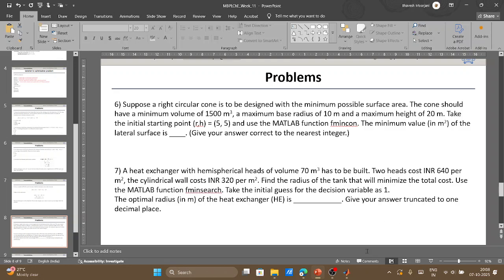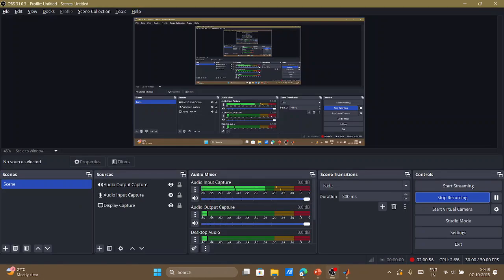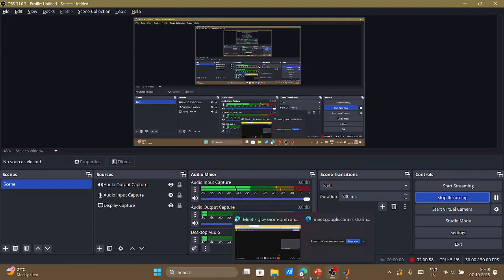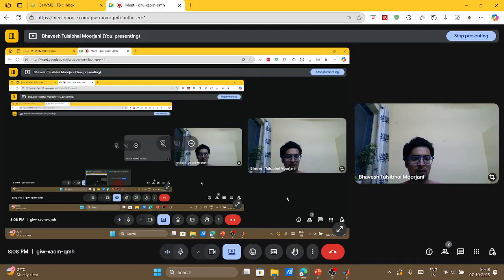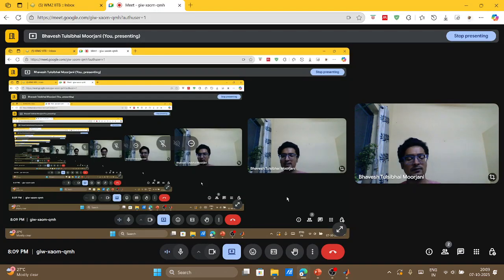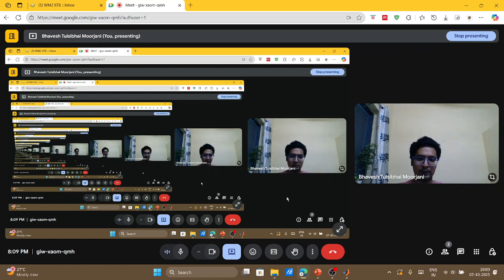Now since we are out of time, I will stop here today. If you want, you can try out these two problems on your own, or else from the next class we will start with these two optimization problems, and depending upon the content we might solve some of the optimization problems in the next class, or we will move forward with the next data fitting part.